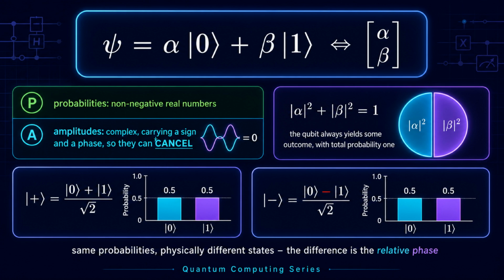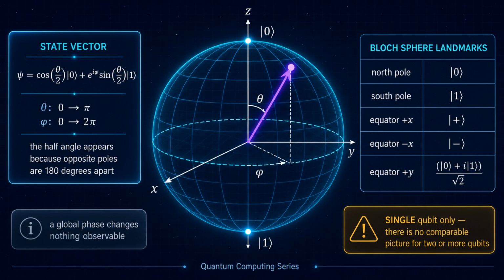Two superpositions get their own names, plus and minus. Both are equal mixtures, differing only in the relative phase, the minus sign in front of ket 1. Multiplying an entire state by a phase factor leaves every measurement probability unchanged, so a global phase carries no information and only relative phases matter. Together with normalization, that reduces 4 real numbers to 2.